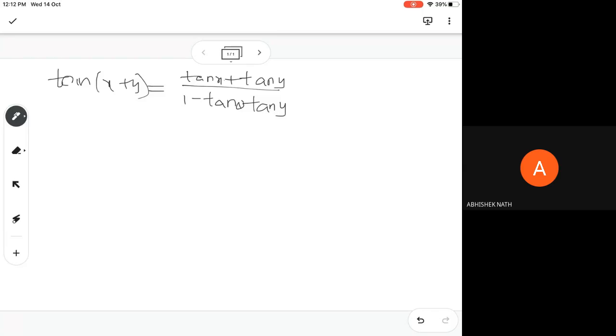So how do you prove this one? Tan x plus y can be written as sin x plus y by cos x plus y. And what is sin x plus y, Viprajit?